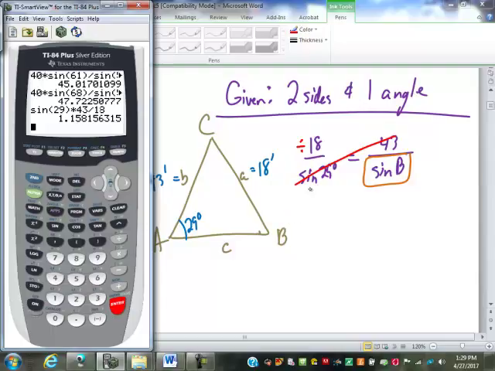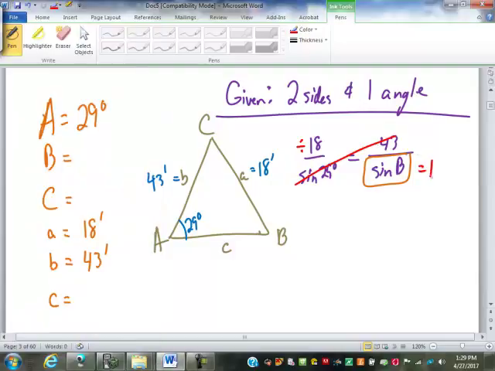Yep, sine of 29 times 43 divided by 18. I got 1.158. Now that's the sine of angle A. What'd you say? Yeah, the sine can't be over 1.